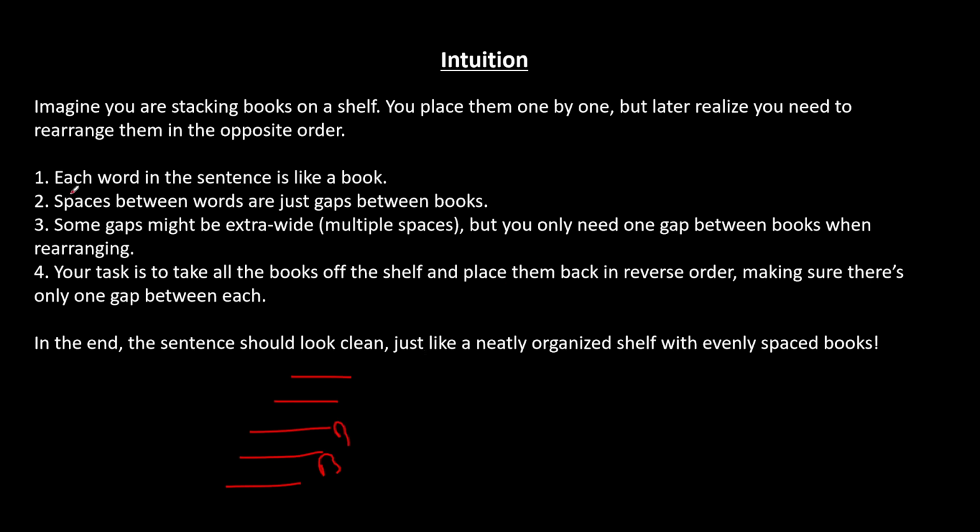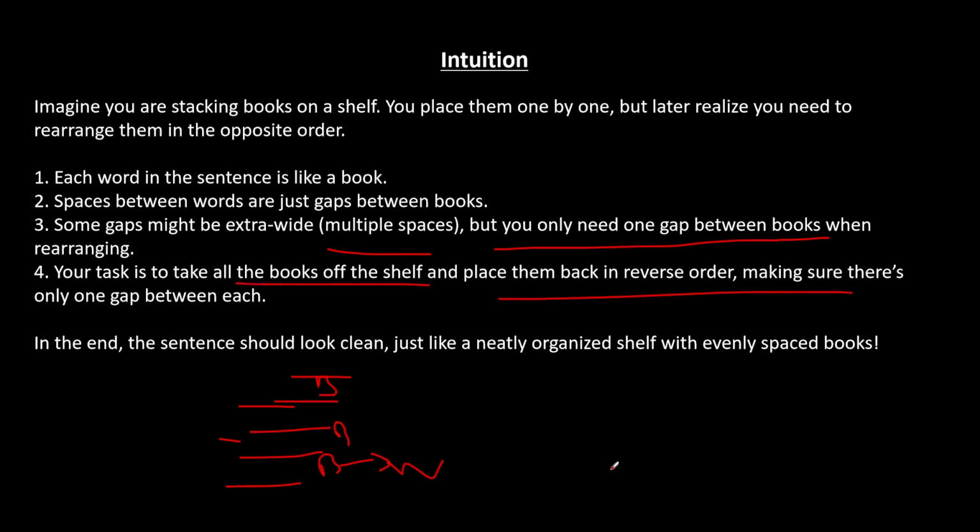Each word in the sentence is like a book. This is a word. Spaces between the words are just gaps between the books. Let's assume some gaps might be extra wide, multiple spaces, but you only need one gap between books when rearranging. Your task is to take all the books off the shelf and place them in reverse order, making sure there is only one gap between each. At the end, the sentence should look clean, just like a neatly organized shelf with evenly spaced books. I hope you understand the intuition, what I'm trying to say here.